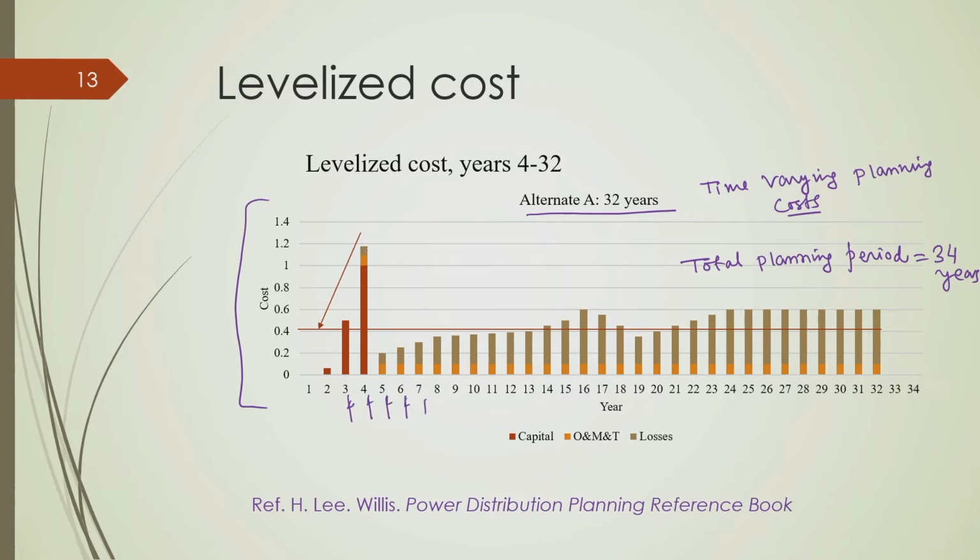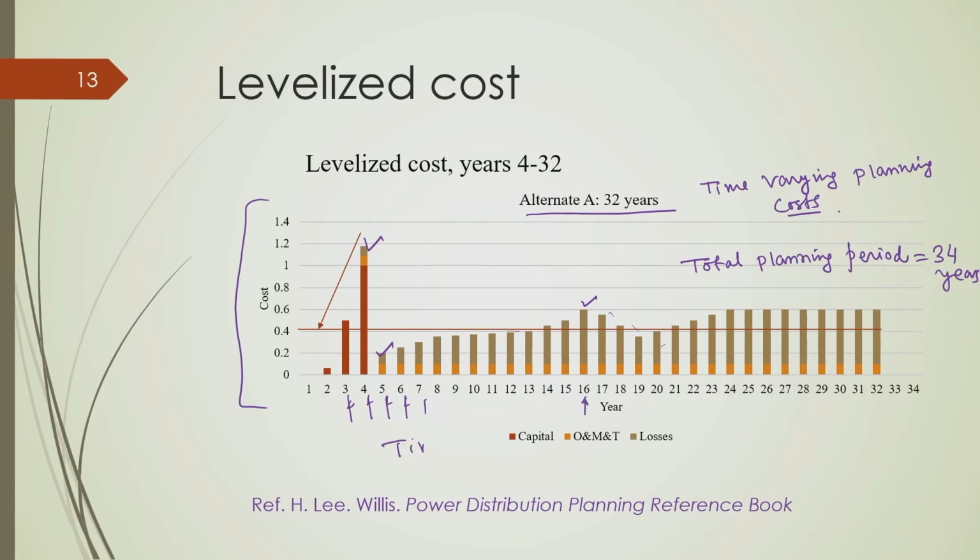So, the cost is highest at this 4th year, it is lowest at 5th year, then slowly this cost is increasing and it is somewhere higher in 16th year, then again it is reducing and so on. So, these are basically time varying planning costs. Now, looking at this particular planning, it is very difficult to understand how much annual cost is required, so that we cope up with this planning.